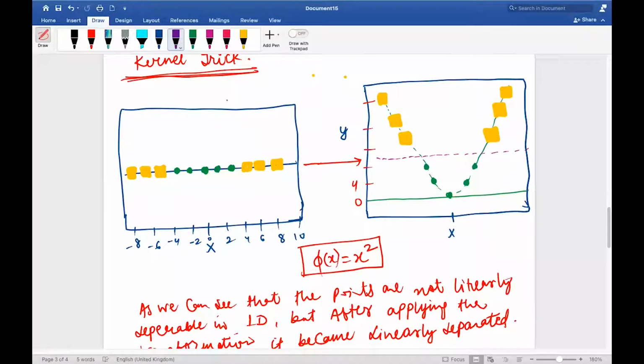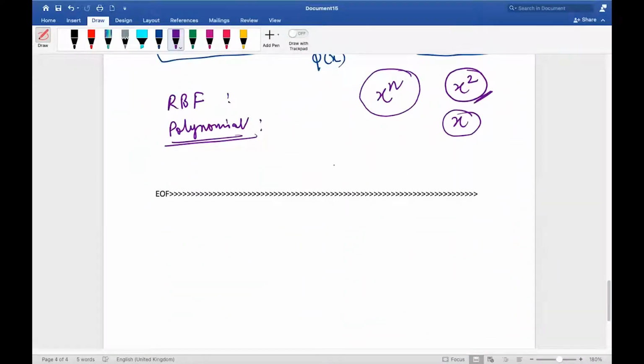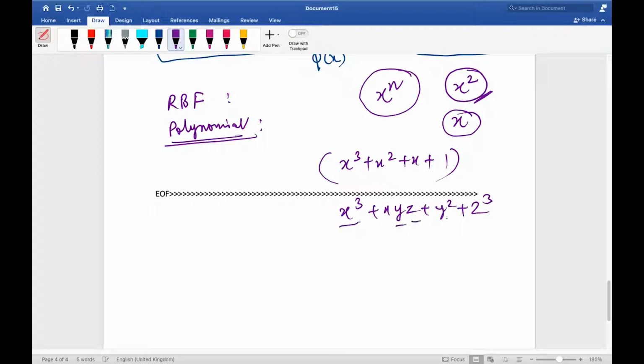But it is easier if we see from one dimension to two dimensions. But as a human being, it becomes very tough. Let's say if I talk about a three-dimensional equation, right? So x cube plus x square plus x plus 1. For example, let's say this type of equation, okay? Or let's say x cube plus xyz plus y square plus z cube, like that. You understand? Now there are three dimensions, right? After this, you have to transform into many more dimensions. Is it not tough?